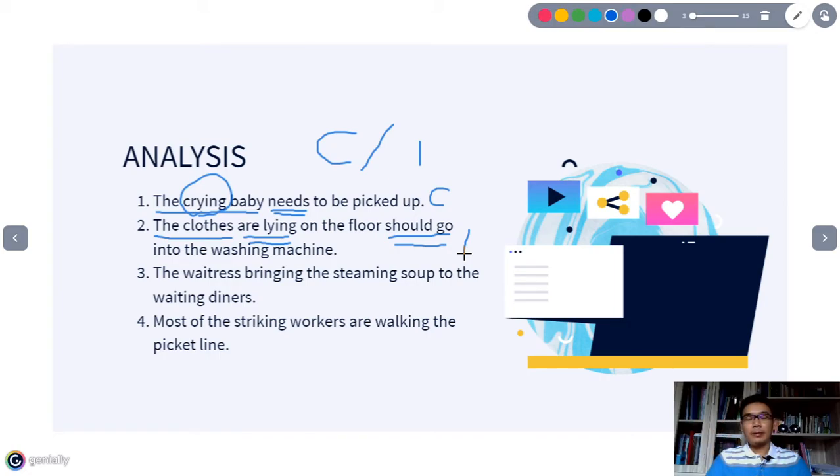Let's analyze the present participle. Does it have the present participle there? It does. The word lying and the word washing are the present participles. The word lying is a part of the verb, while the word washing is an adjective. Okay. Next, question number 3. The waitress bringing the steaming soup to the waiting diners.